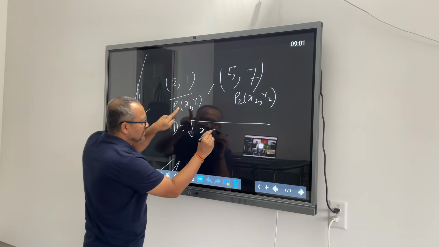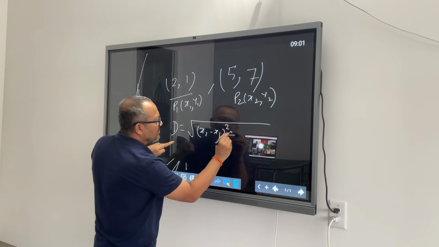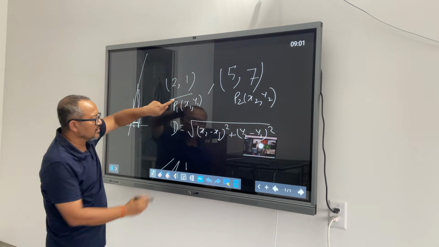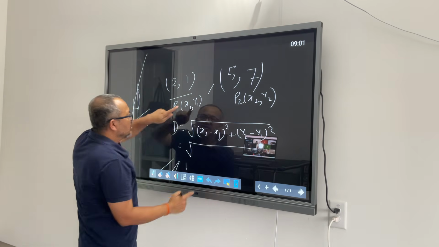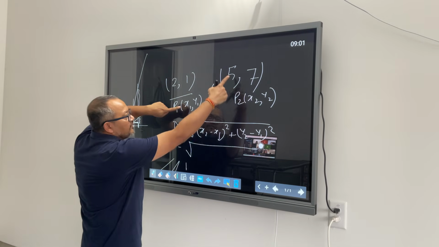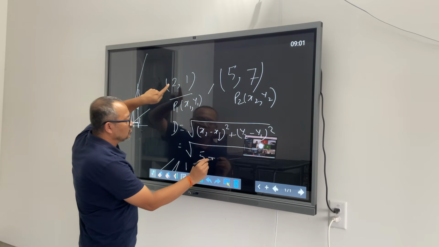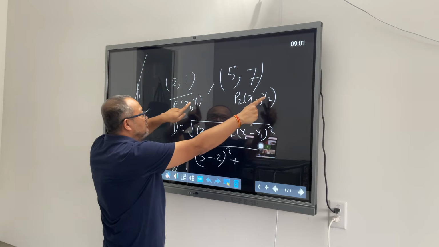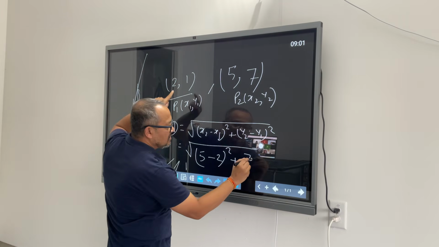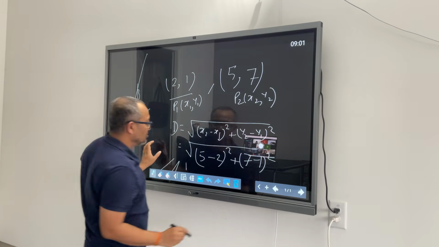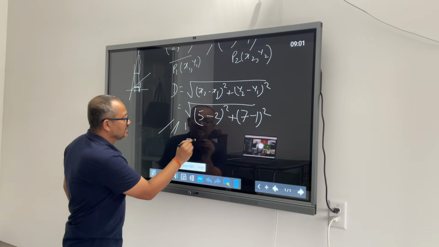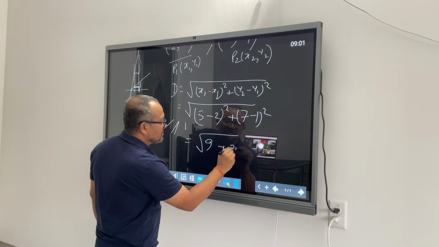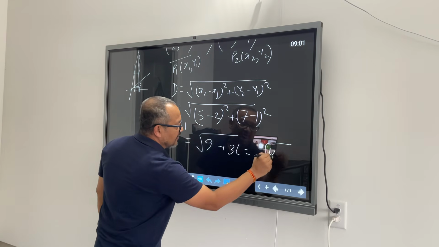so (x2 minus x1) squared plus (y2 minus y1) squared, and you know your x1, y1 values. Your x2 is 5, so 5 minus 2 squared, plus y2 minus y1, 7 minus 1 squared. So this became 5 minus 2 squared is 3 squared, that is 9, plus 7 minus 1 is 6, squared is 36. So this became square root of 45, that's it.